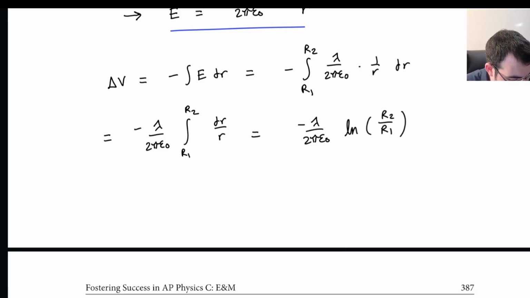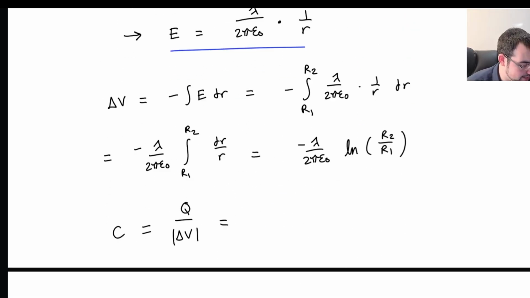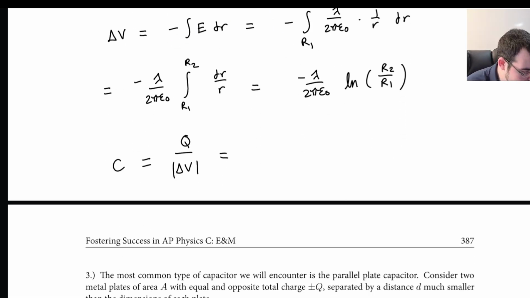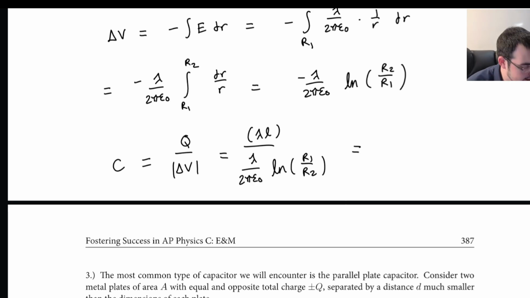So capacitance is defined as the total charge on one of the conductors divided by the absolute value of the potential difference. Then our Q, our total Q, can be written as lambda times L, or you could have substituted away for lambda, it doesn't matter. I'll substitute away for Q since I already have my V in terms of lambda. So Q is lambda times L, and the absolute value of the potential difference is just our expression from above without any negative sign.